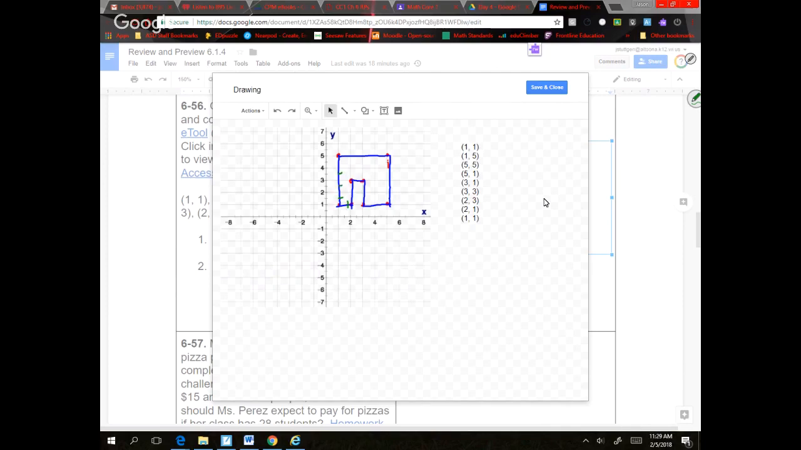1, 2, 3, 4, 5, 6, 7, 8, 9, 10, 11, 12, 13, 14, 15, 16, 17, 18, 19, 20. 20 for the perimeter. And then the area, I could have just counted the squares on the inside. 1, 2, 3, 4, 5, 6, 7, 8, 9, 10, 11, 12, 13, 14 for the area. Okay, and then you could just add units squared. Next problem.